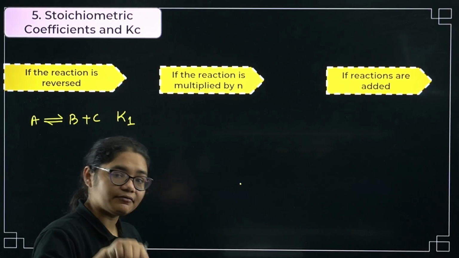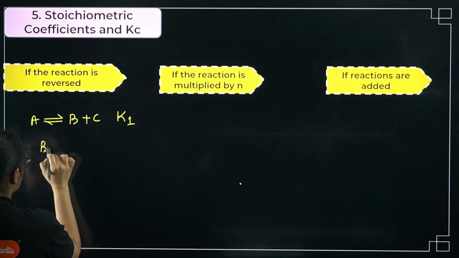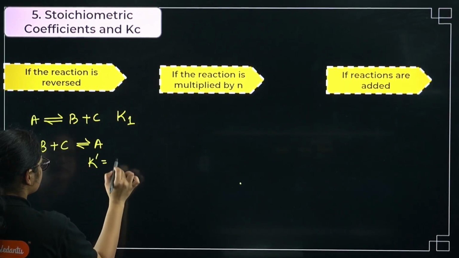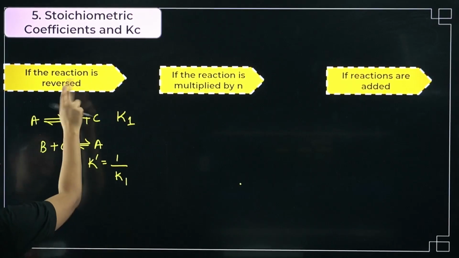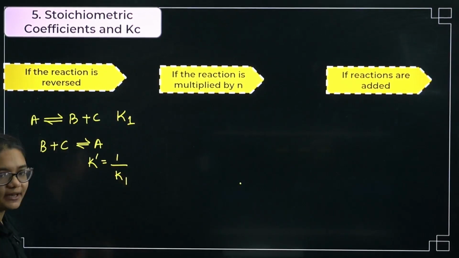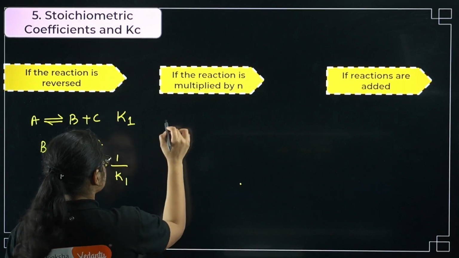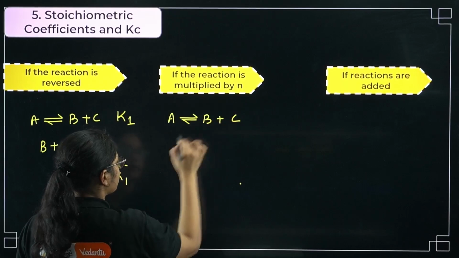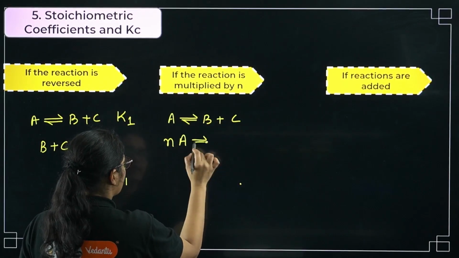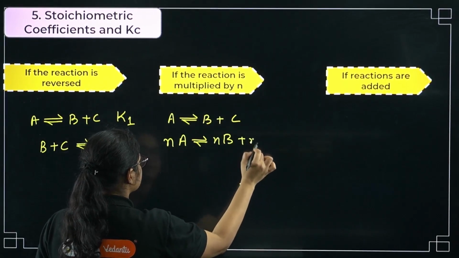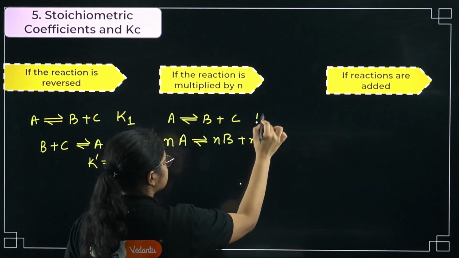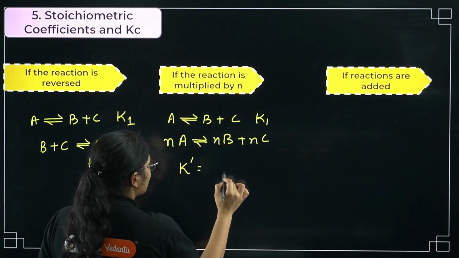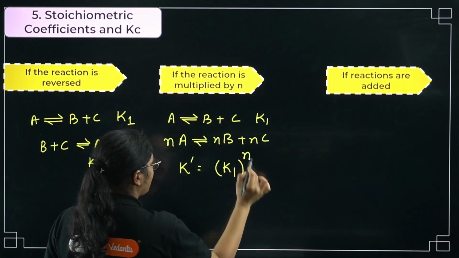Now what I have done, I have reversed the reaction, so B plus C is giving me A. So what is K dash here? K dash is 1 by K1. So when you reverse the reaction, the equilibrium constant becomes inverse. Next you have this reaction: A gives you B plus C. Now suppose this whole reaction is multiplied with n. So I will get nA is equal to nB plus nC. As I said, this reaction's equilibrium constant is K1. Next, K dash is equal to K1 to the power of n.